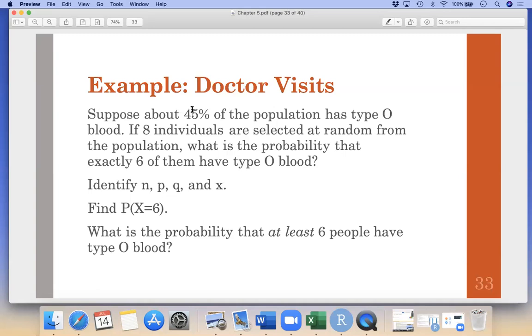I told you how to convert percentage into decimal or proportion. I will again show you that. Then if we know everything, we can find this probability value, the probability that x is equal to 6. Then we have another part. We'll see how to do that one. Now I will show you how to do this example.